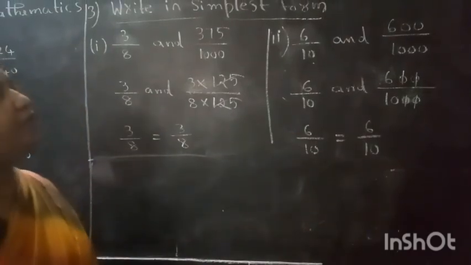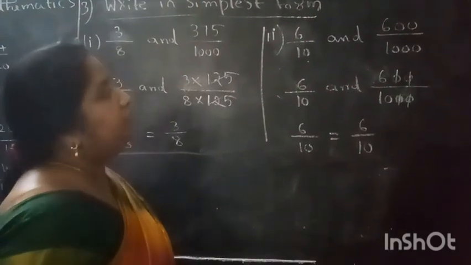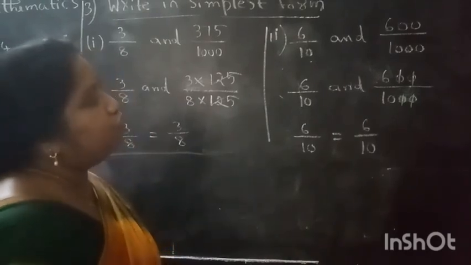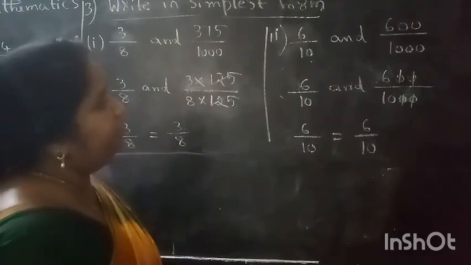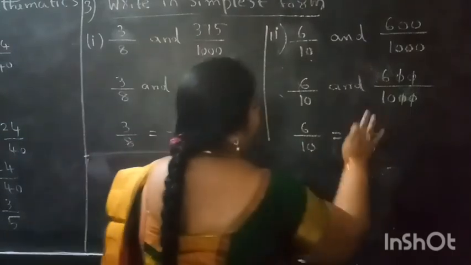Second one is 6 by 10 and 600 by 1000. In 600 and 1000, 2 zeros are cancelled. 6 by 10 is left. So 6 by 10 equals 6 by 10.